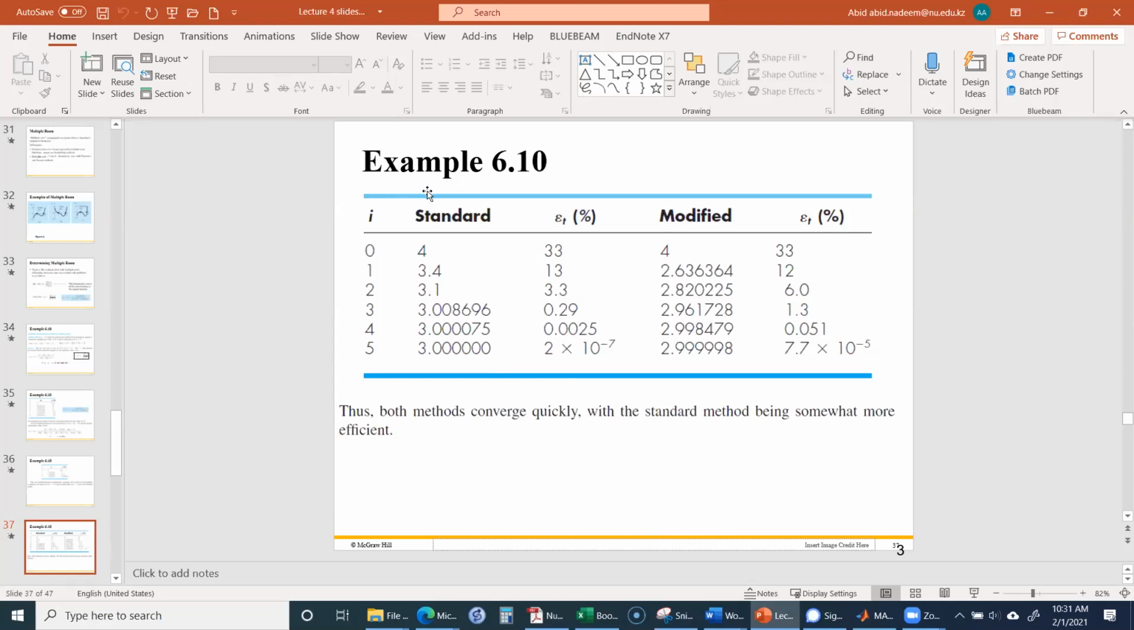Okay, so our conclusion from this example 6.10 is that for the multiple root, the modified Newton-Raphson method is better. For the single root, the standard Newton-Raphson method is better. Provided, of course, that the first derivative exists to apply the standard method, and the second derivative also exists to apply the modified method. So this is the conclusion.